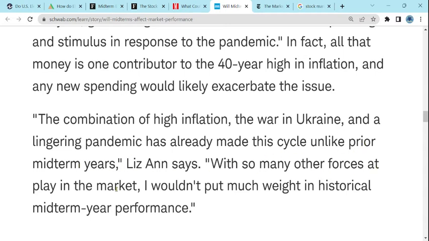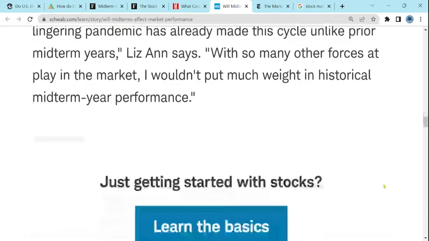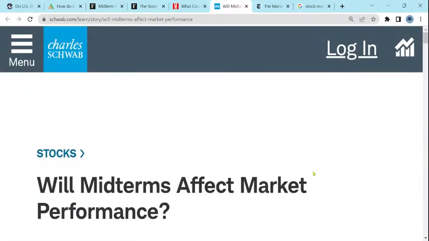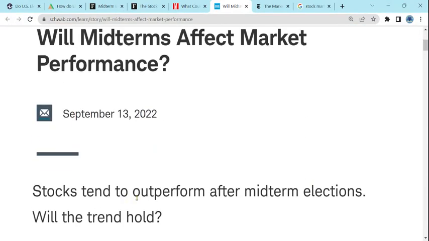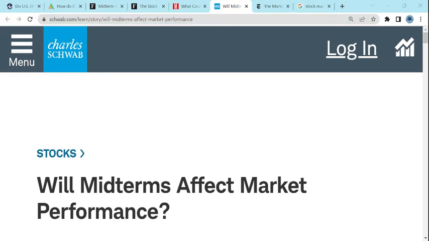So many other forces are at play in the market. This author wouldn't put much weight in historical mid-year performance. So this author is saying this time could be different. It could diverge from the historical trend. However, again, stocks tend to outperform after midterm elections from a historical average standpoint. So again, I'll leave the link to this article in the description box below, and you can read it in more detail at your leisure, but we hope that all helps.